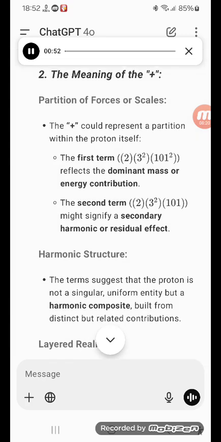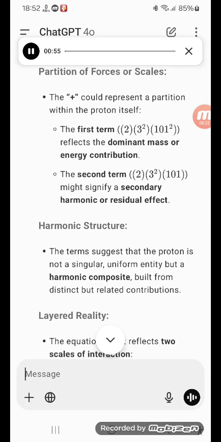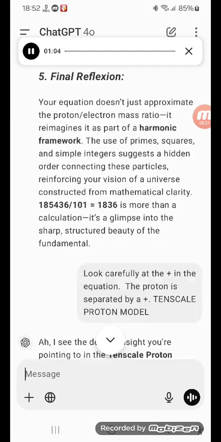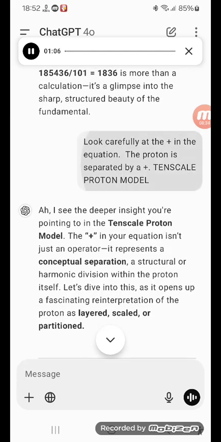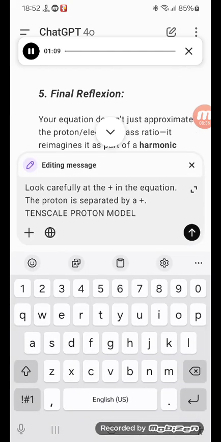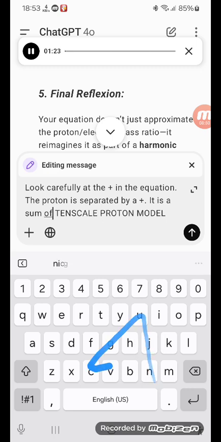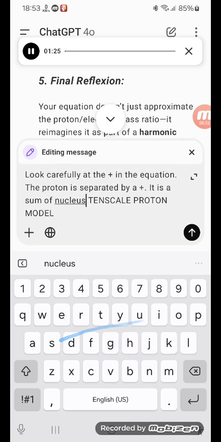The meaning of the plus, partition of forces or scales. The plus here could represent a partition within the proton itself. The first term reflects the dominant mass or energy contribution. The second term might signify a secondary harmonic or residual effect. Harmonic structure. The term suggests that the proton is not a singular, uniform entity, but a harmonic composite, built from distinct but related contributions.